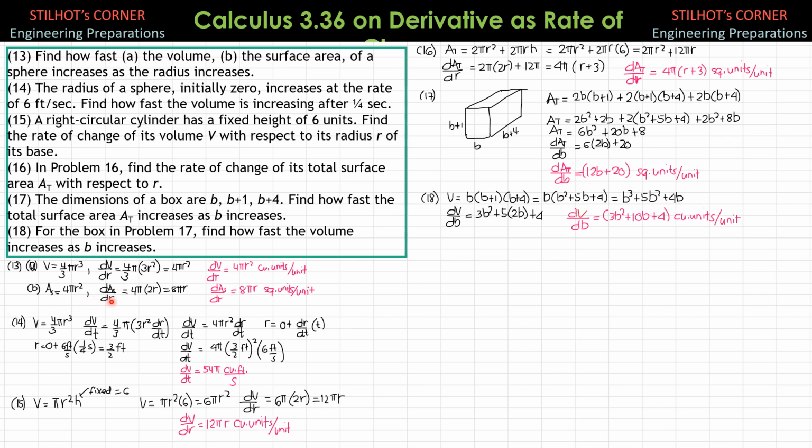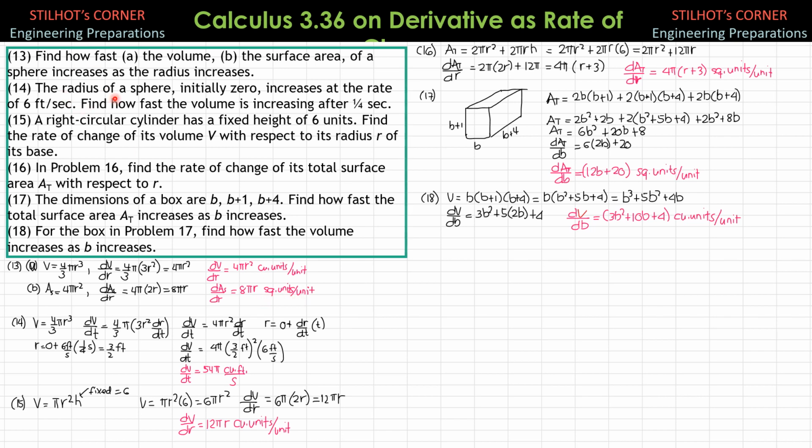So the derivative of surface area with respect to radius is constant 4 pi, then derivative of r squared is 2r with respect to r. So simplifying, that would be 8 pi r, and the unit would be square units per unit. So derivative or rate of change of surface area with respect to radius is 8 pi r square units per unit.